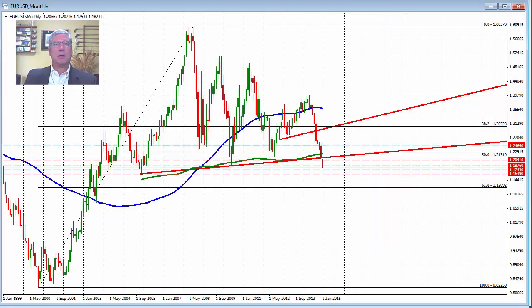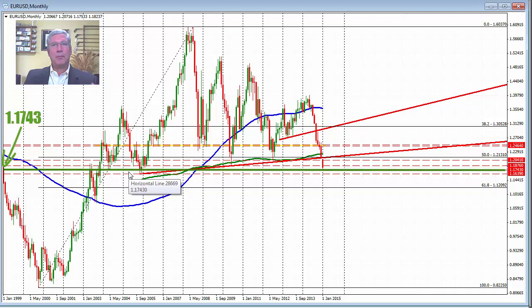I take a technical look at the euro versus US dollar. The first thing I want to point out is on the monthly chart, this 1.1743 level, that's this line right here, the second dashed line from the bottom. That level represented the transition price from the ECU into the euro going back to January 1st, 1999. Some people call it the accounting level for that currency pair.